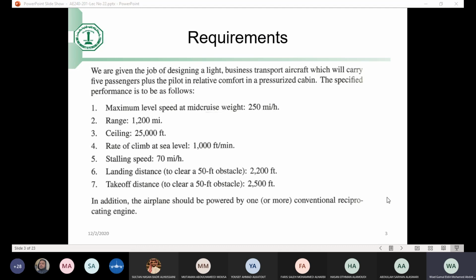Stalling speed will go down. Yes, stalling. Why will the stalling speed go down, Mohammed Musbahi?